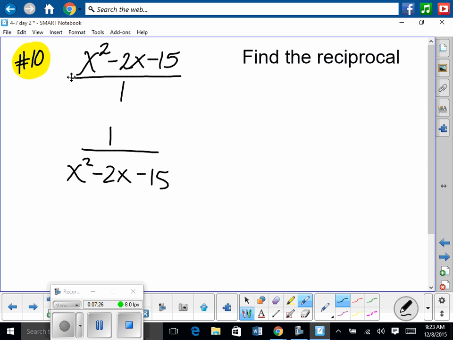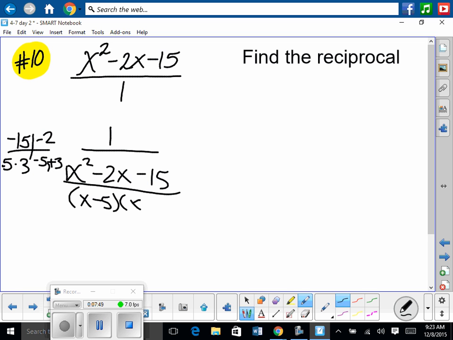Now, if that answer isn't a choice, and it's in linear factors, we know how to factor that. We would say, oh, it's quadratic. What multiplies to be negative 15 and adds up to be negative 2? Negative 5 and 3. And it quick factors. So this bottom piece factors to become x minus 5 times x plus 3. So the reciprocal was 1 over x minus 5 times x plus 3.